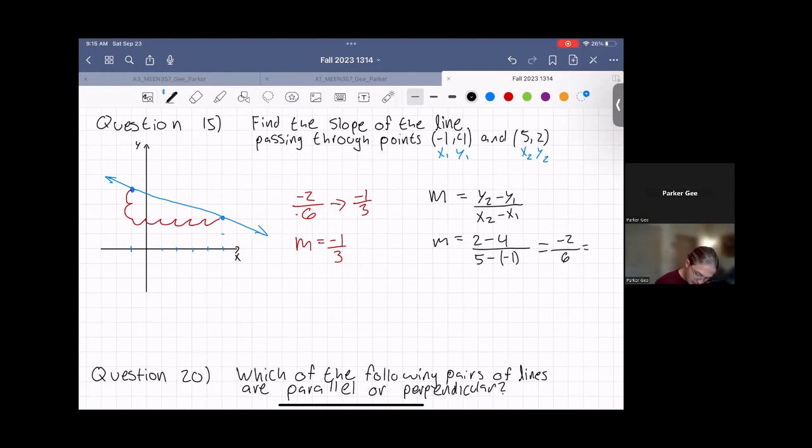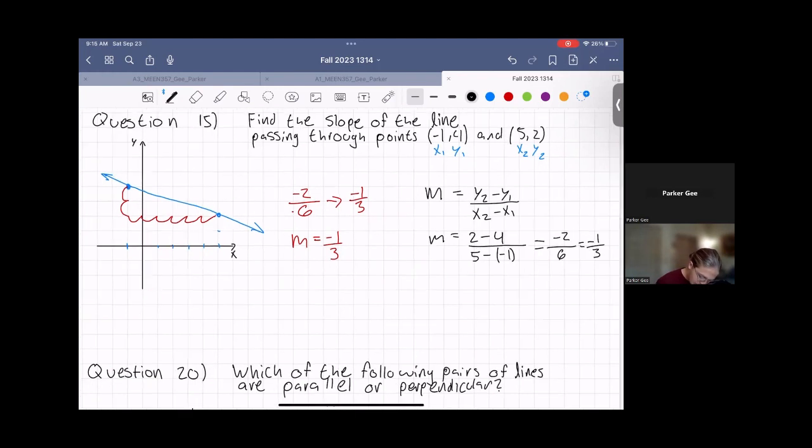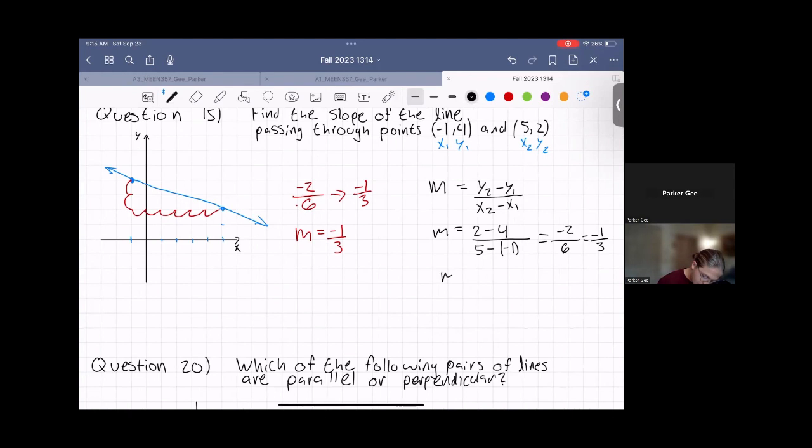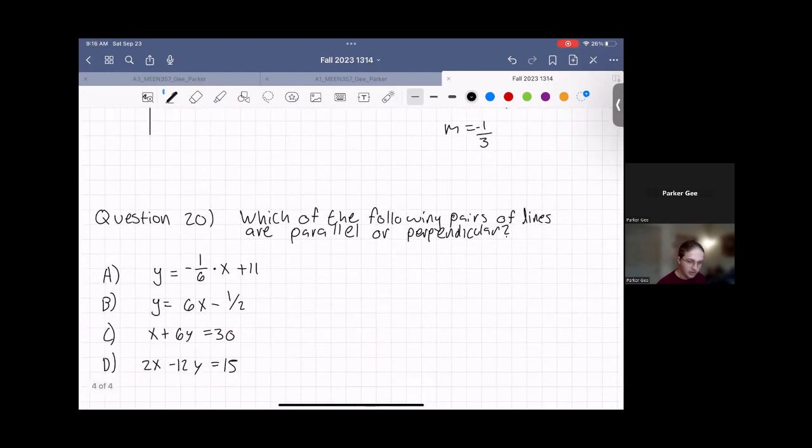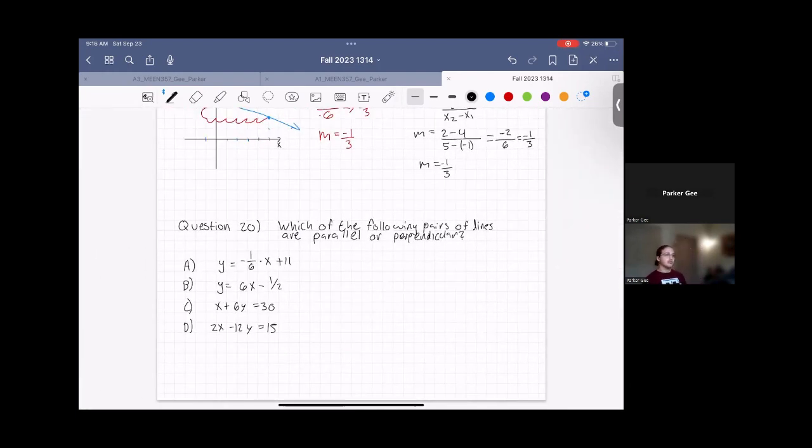So let's just go ahead and simplify it. And that is negative 1/3. No matter which way you do it, you get the same answer, right? And so sometimes you're going to have some very neat points like what we have here, and you're going to be able to graph it out. And if you prefer that method, you can go right ahead. And if you have some a little bit more complicated points, like 400 and 200, you can't really graph those out. That's a little bit more difficult. So you can just use the slope intercept or the slope formula. All right. So now we're going to move on to question 20.